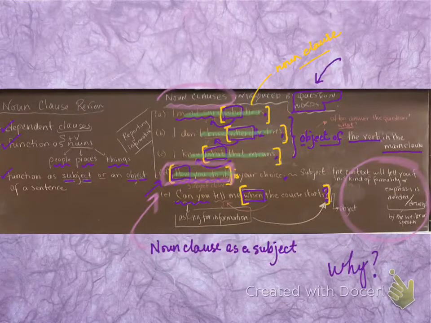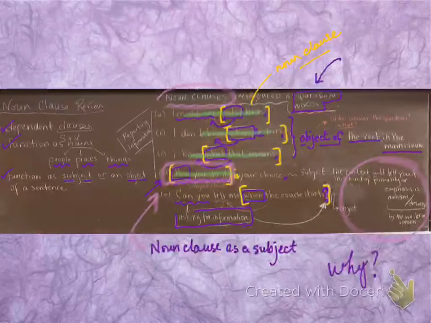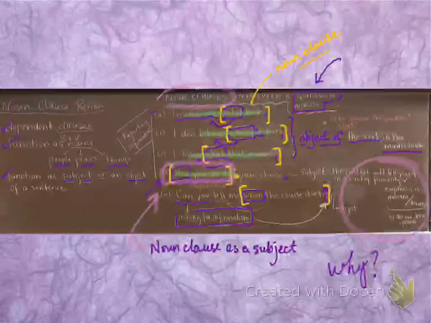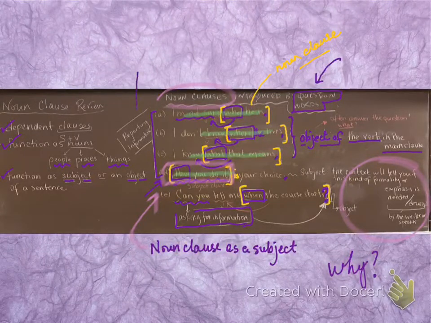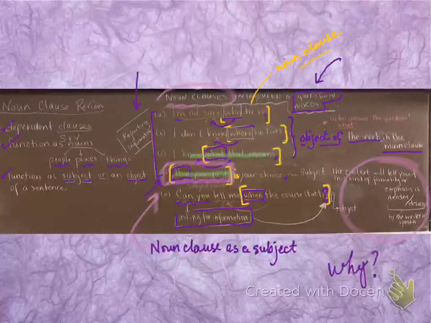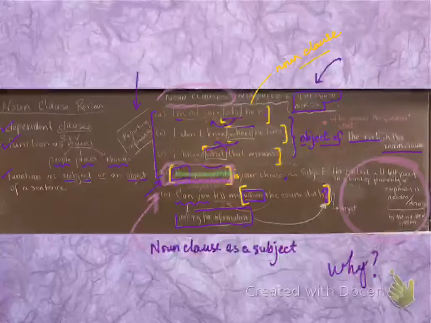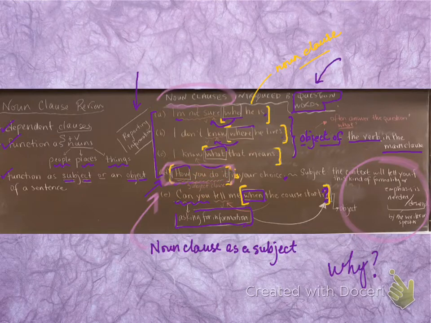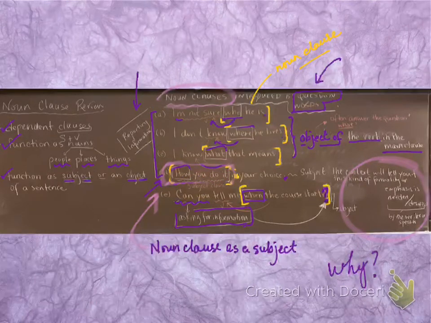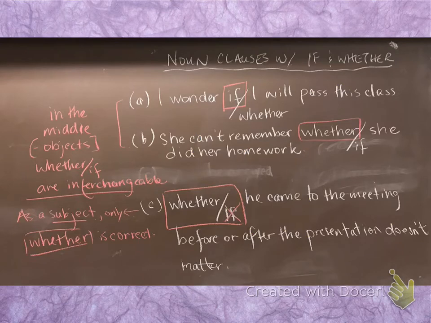Okay. Can you tell me is asking for information. So if the beginning of your sentence is asking for information, then you need to have a question mark at the end. Okay? All these other ones up here, okay, these ones are all reporting information. Okay? They're telling you what you're not sure about. They're telling you about what you don't know. They're telling you about what you know, okay, and how you do it. Okay? So these ones are slightly different. Let's move on to talk about noun clauses that deal with if and whether.